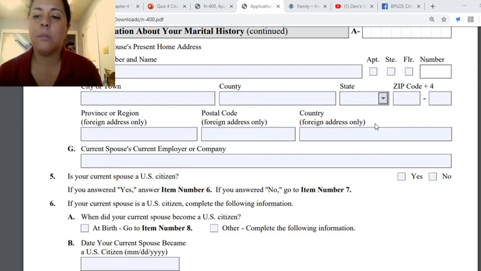And the zip code, 92831, for example, 92801, for example. And your current spouse's employer or company. If your husband or wife works, where do they work? You will write where they work.